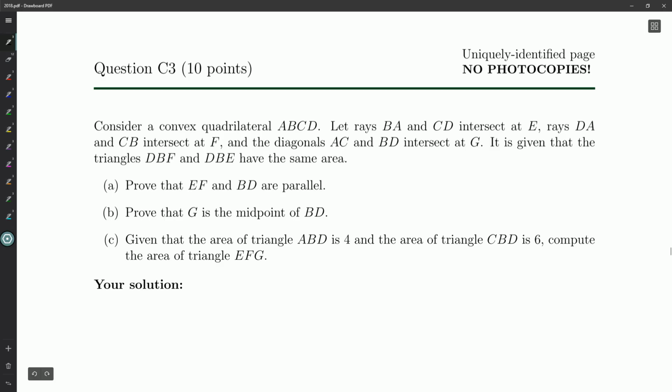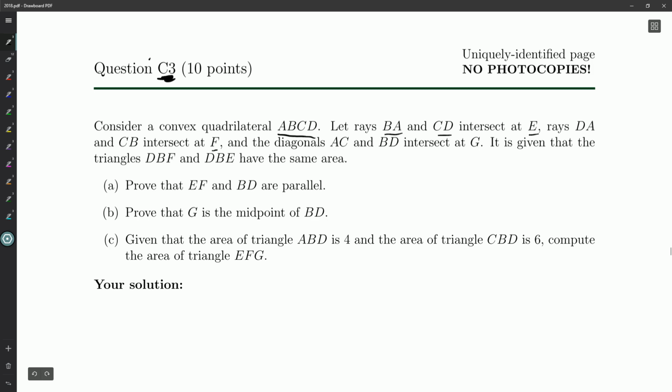Root Beer here, looking at question C3, the second last question on our 2018 open paper. Consider a convex quadrilateral, ABCD. Let rays BA and CD intersect at E. Rays DA and CB intersect at F.